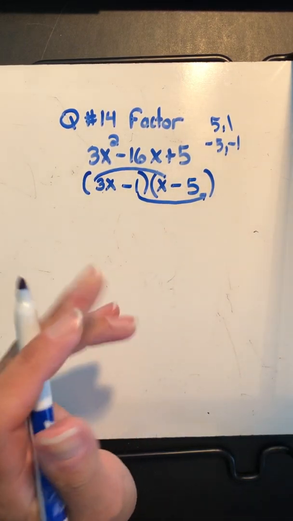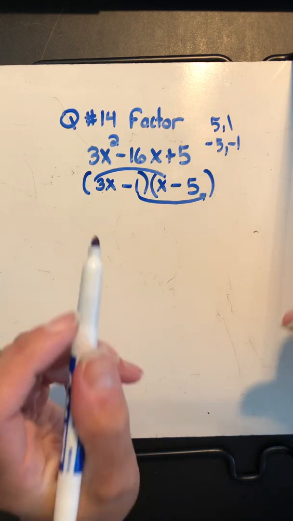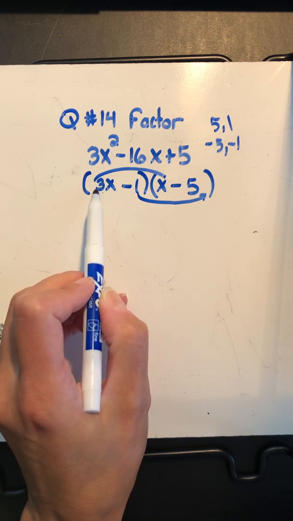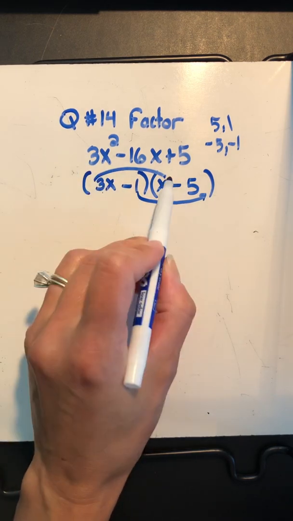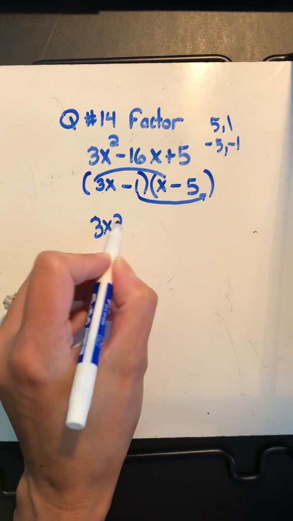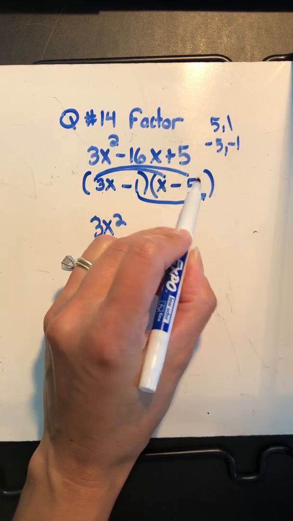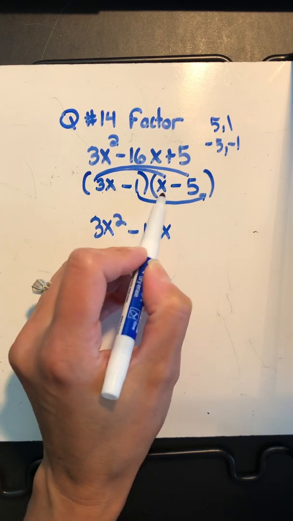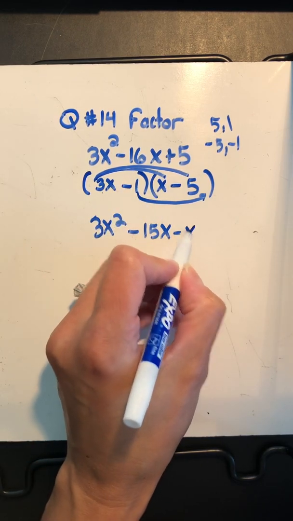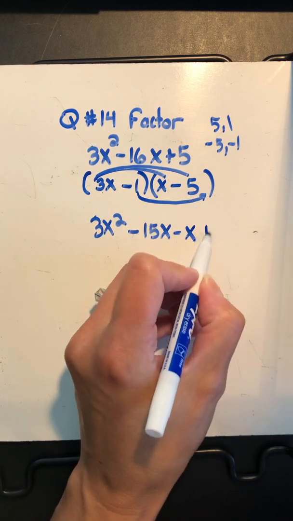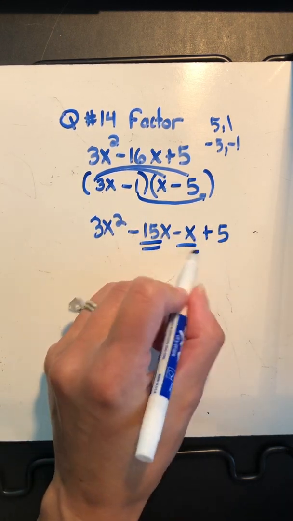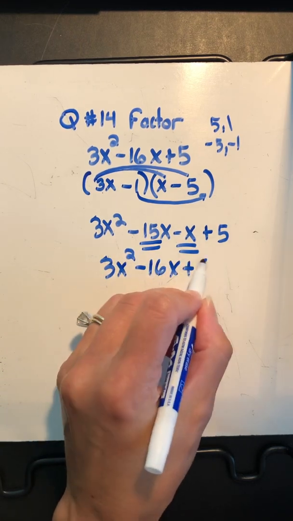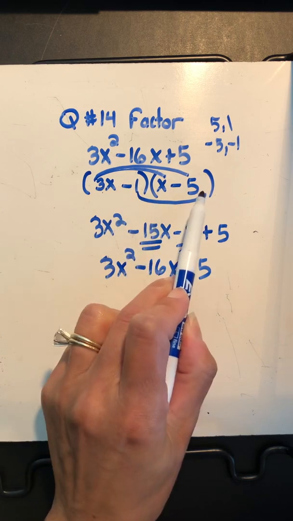Okay. Now you may be thinking, well, how do I know if this is the right answer? What you're going to do is carefully distribute the left binomial to the right. So 3x times x is 3x squared. 3x times -5 is -15x. -1 times x is -1x. -1 times -5 is +5. Remember to combine like terms. And I get 3x squared minus 16x plus 5. So I have in fact factored correctly.